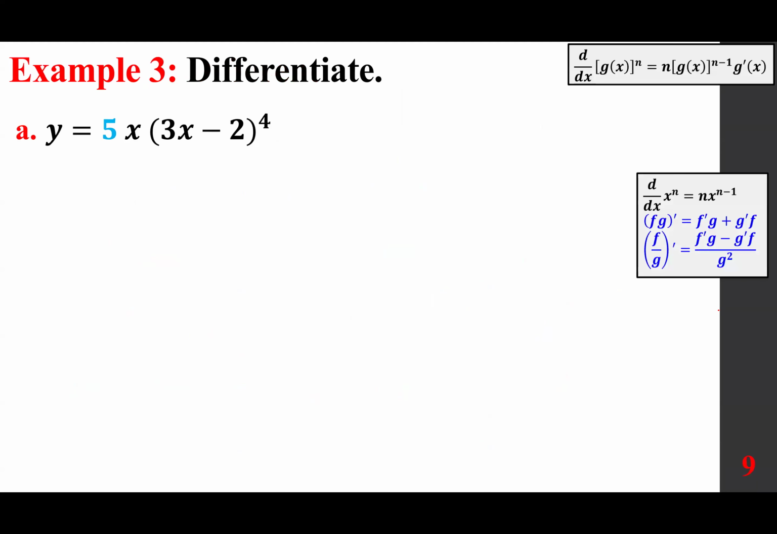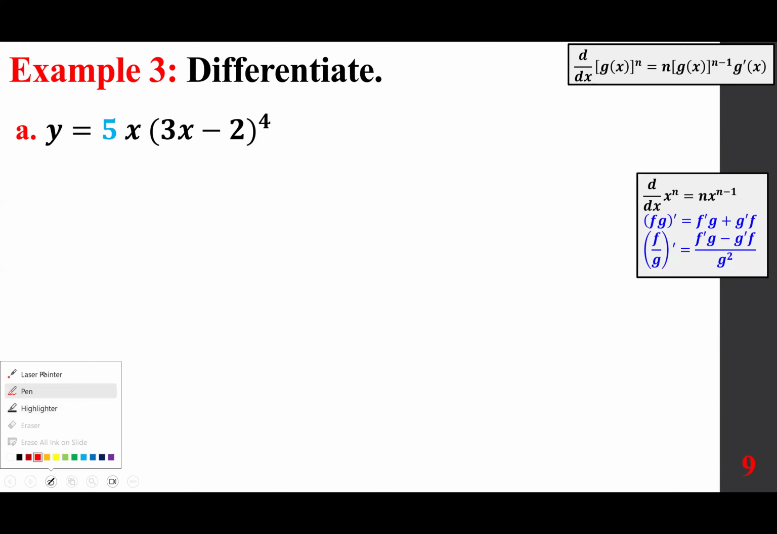We want to differentiate y equals 5x times (3x minus 2) to the power of 4. First, I want to discuss the number 5. If this number is involved, meaning it's large, like let's say 5,000, or very small, or in fractional or decimal format, let's say 0.21 or 2/3, then you want to keep it out and deal with it like so. At this point, it makes no difference. So I'm going to show you both ways.